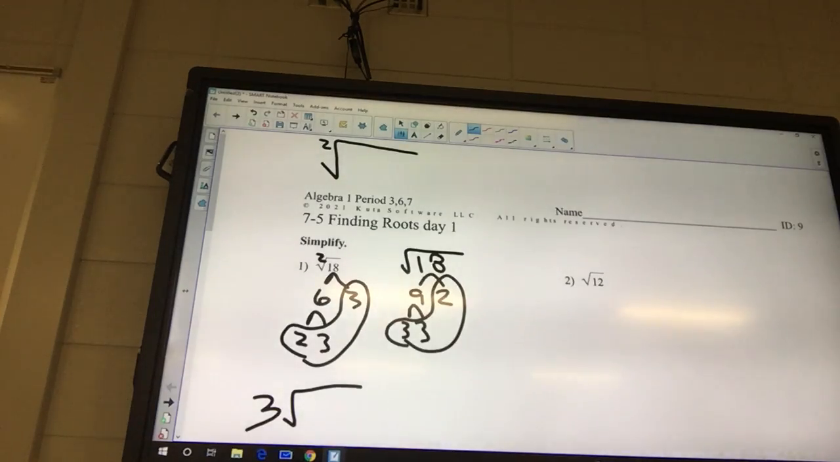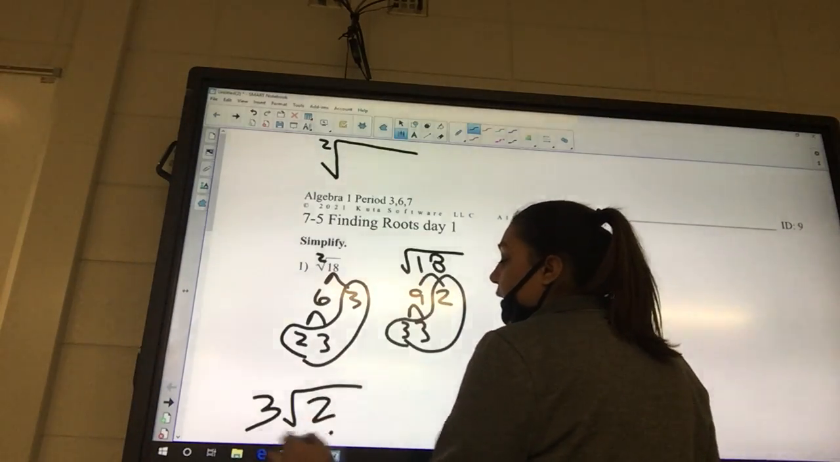No, the 2 does not have a group of 2 because there's not 2 2s. Okay, and so what you're going to be left with on the inside is this 2.